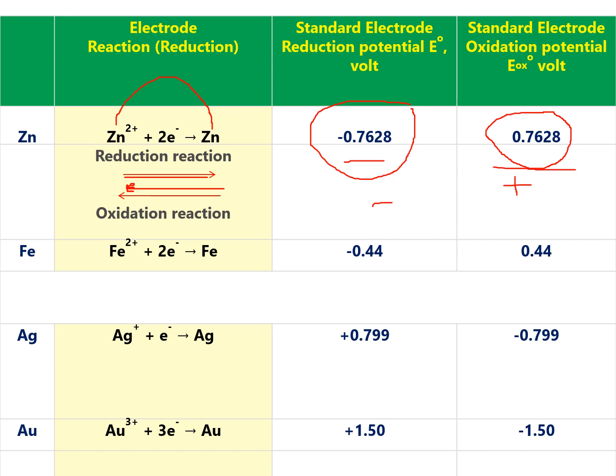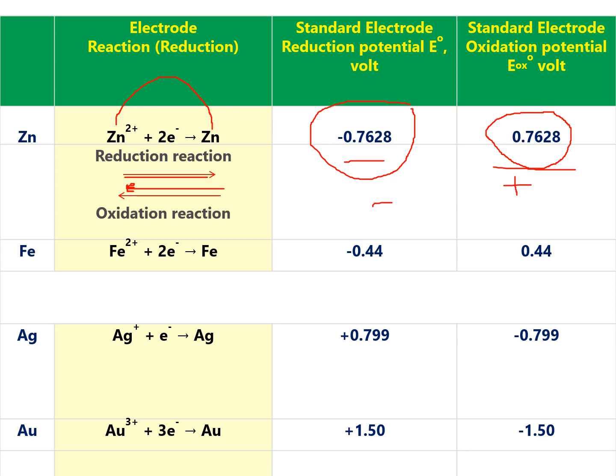But when you keep ZnSO4 solution outside, that means Zn2+ ions in the atmosphere, the Zn2+ ions by themselves don't convert into zinc metal. Like that, you need to understand this table.